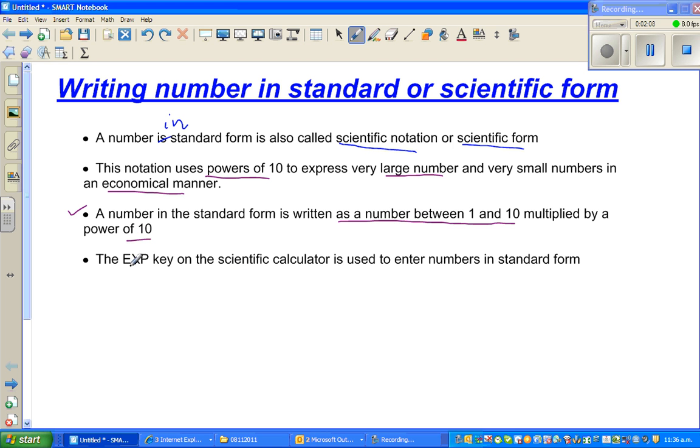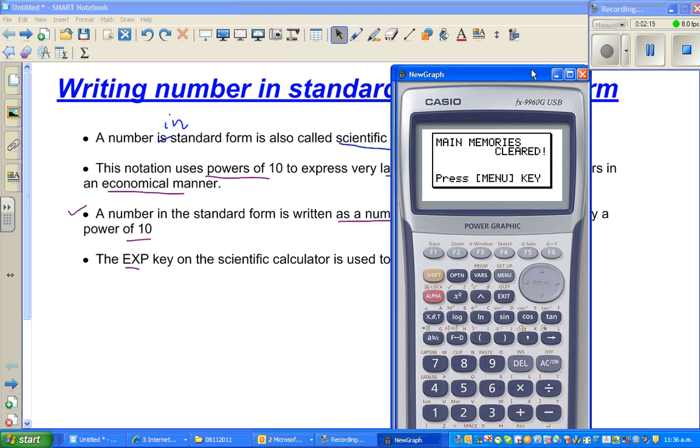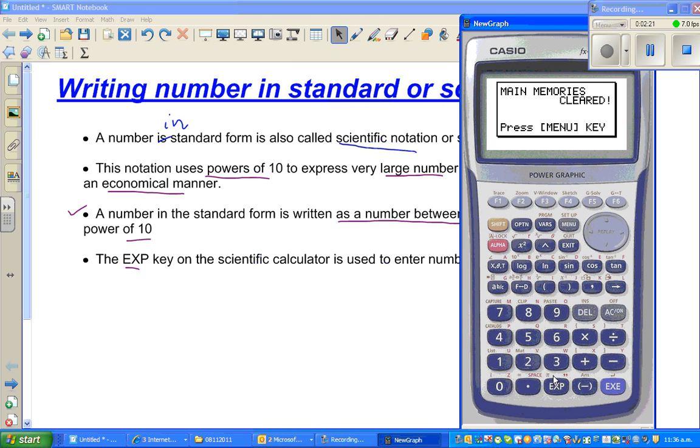On a calculator, EXP is used to express the number in the standard form. I'll get my calculator out and explain. This is the EXP key on the graphic calculator or scientific calculator. So what does that mean? I'll show you. Say it is 1.2 E to the power 2, that means 120. I'll explain that later.